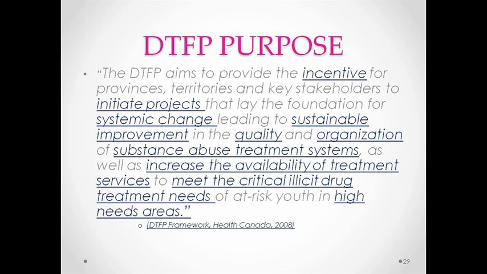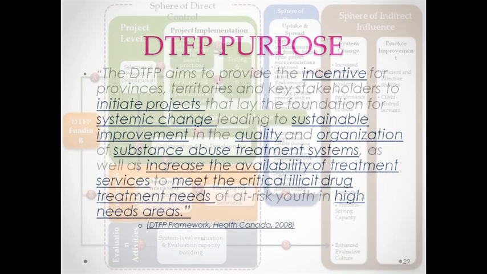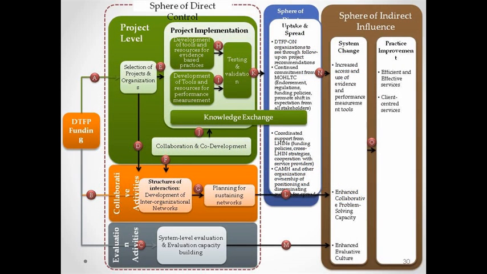Look at the goal. DTFP aims to provide the incentive, which is fairly nebulous, for provinces, territories, and key stakeholders to initiate projects that lay the foundations for systemic change leading to sustainable improvements in the quality and organization of substance use treatment systems, etc. I won't go through it. But once again, it's a similar idea: about $5 million, and 11 projects were selected.